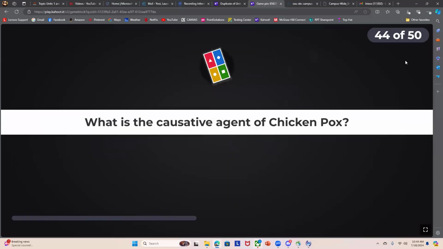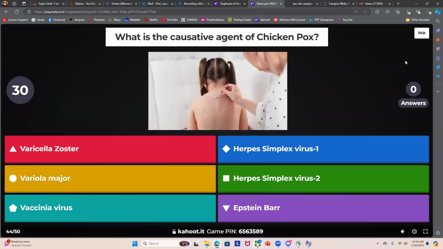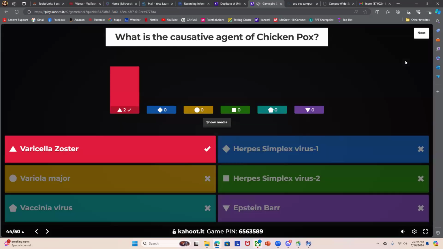All right, what is the causative agent of chickenpox? Yeah, so that's going to be varicella zoster. If you guys didn't hear my story about Edward Jenner and how he discovered that cowpox could be used as a vaccine against smallpox, different viruses, the vaccinia virus versus the variola virus. But vaccinia, vacca for cow, is what we named vaccines after because it was the very first vaccine.